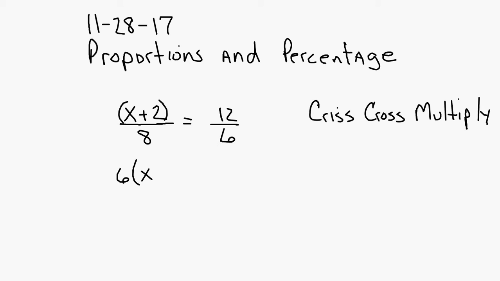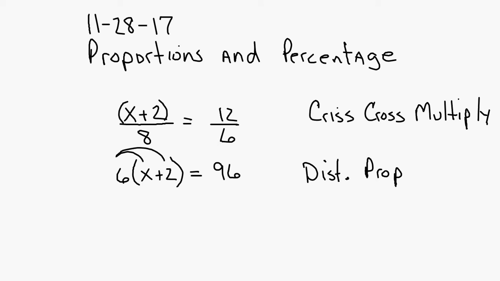(x + 2) is equal to 8 times 12. And 8 times 12 is 96. Okay? So the next step here is the distributive property. So you're going to take 6 times x, and you're going to take 6 times positive 2. So you get 6x + 12 = 96.